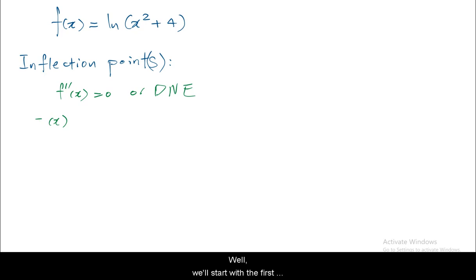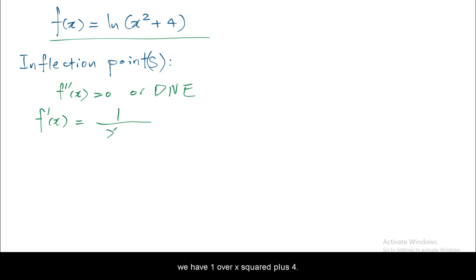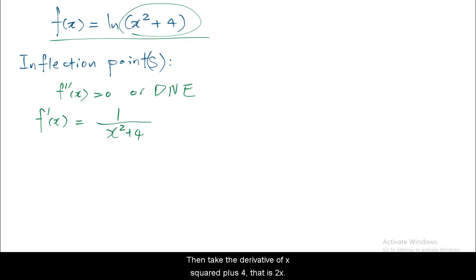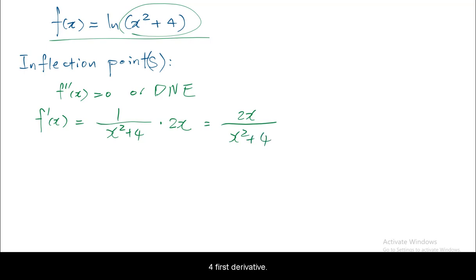Well, we'll start with the first derivative of f of x. Taking the first derivative of f of x, we have 1 over x squared plus 4. Then take the derivative of x squared plus 4, that is 2x. All right, so it is 2x over x squared plus 4, the first derivative. Now take the second derivative. Take the derivative of the first derivative.